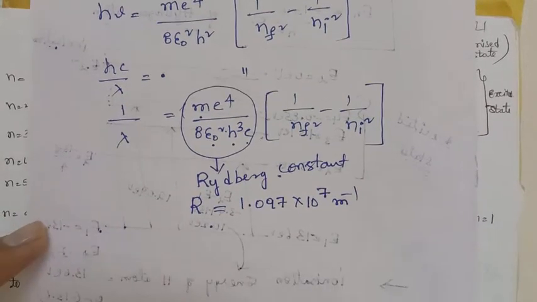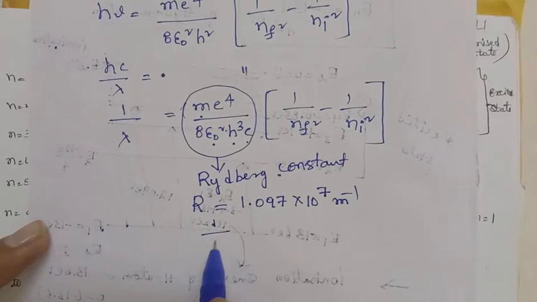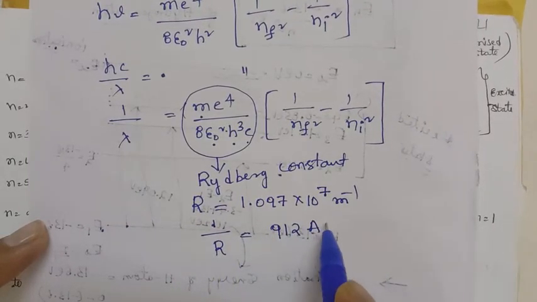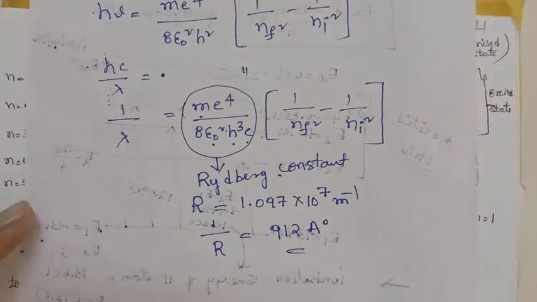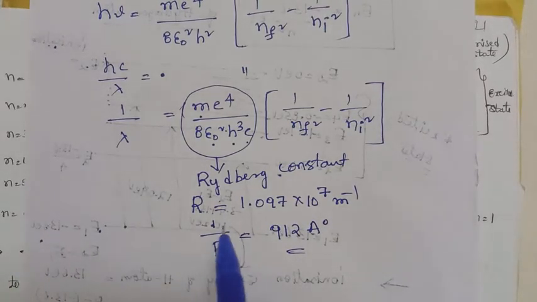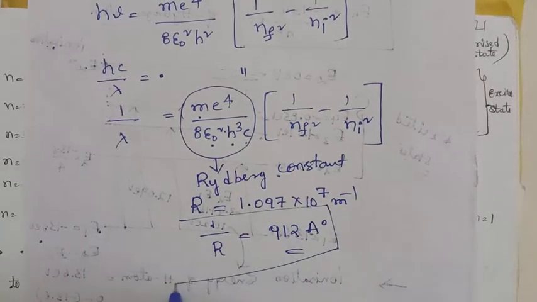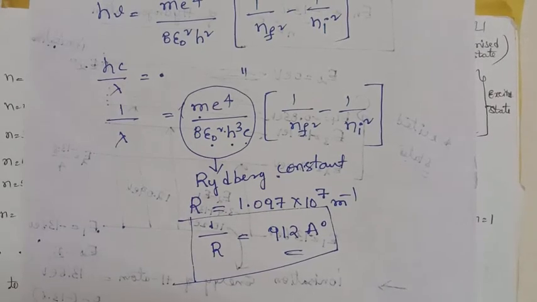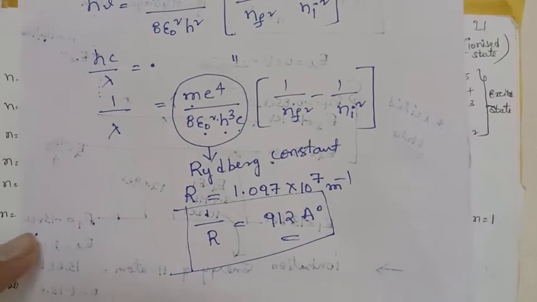But here, a useful formula: 1 by R is equal to how much? It is nothing but 912 angstroms. You have to remember this value, so it will be easy for calculation in the further part. 1 by R is equal to 912 angstroms. By using this, we can study the line spectrum of the hydrogen atom.